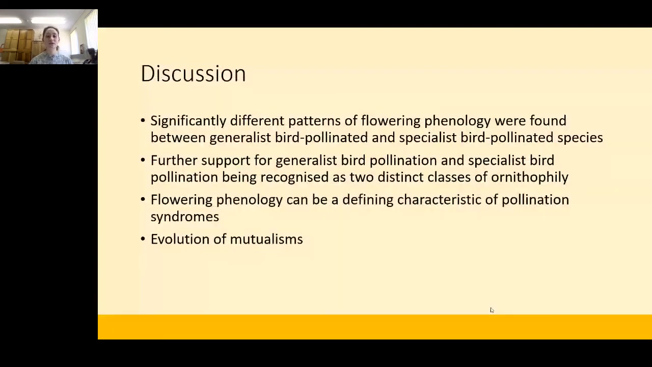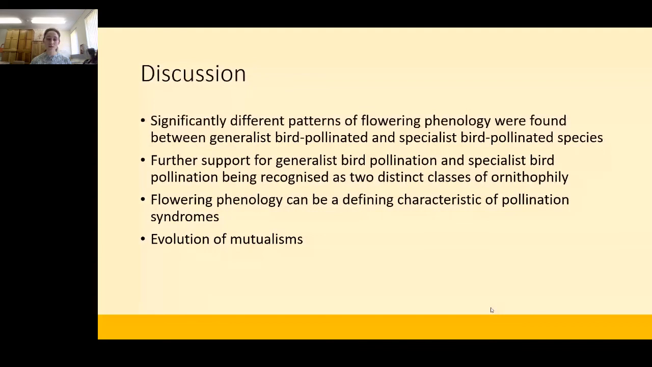So significant differences were found in the patterns of flowering phenology between generalist and specialist bird-pollinated species, and this provides further support for generalist bird pollination and specialist bird pollination being recognized as 2 distinct classes of ornithophily. So flowering phenology can therefore be defined as a characteristic of a pollination syndrome.